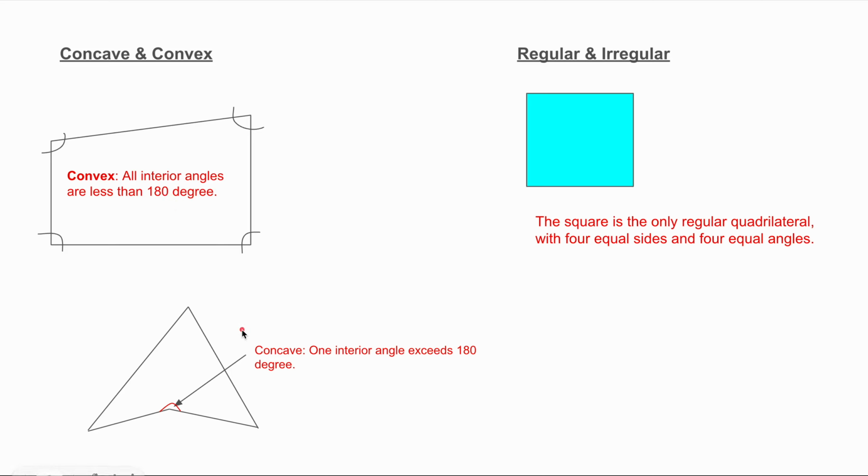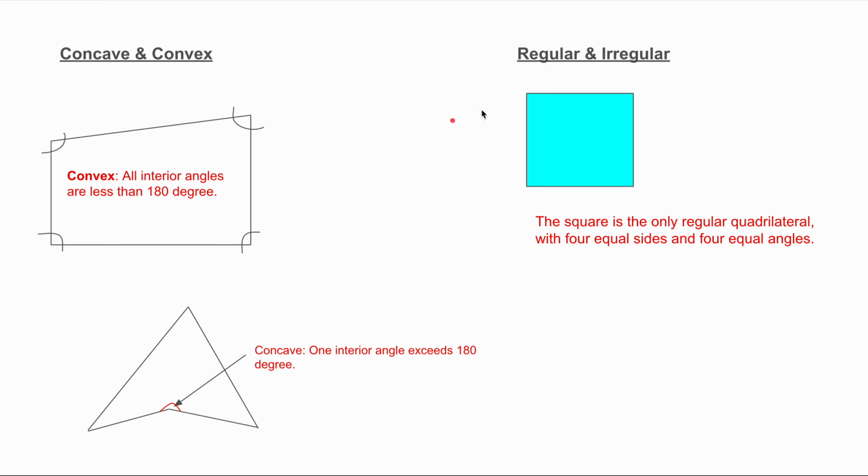A concave quadrilateral has one interior angle that exceeds 180 degrees, like in this case. If you notice, this angle, for example, and this angle and this angle are all less than 180, but this one exceeds 180 degrees.